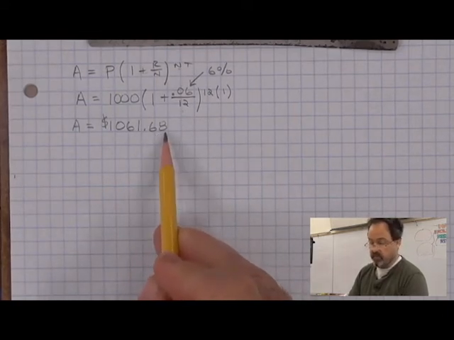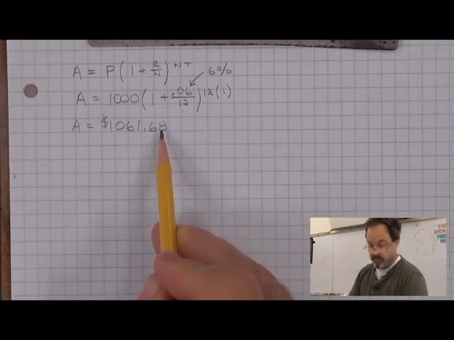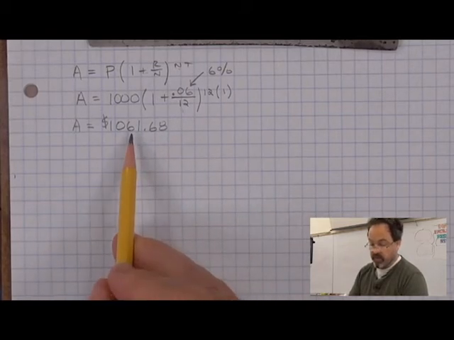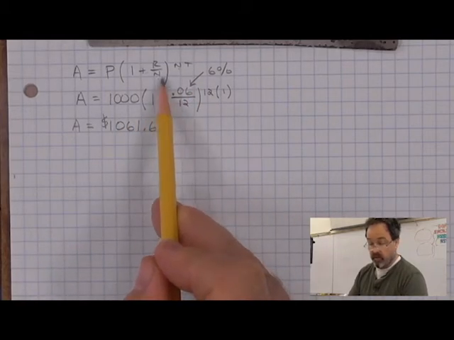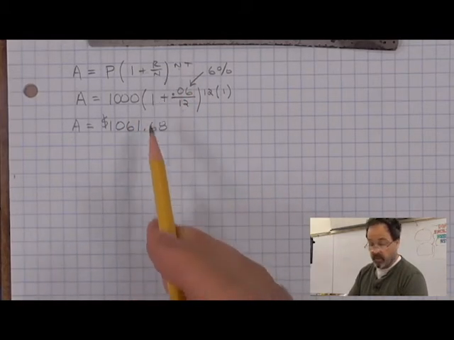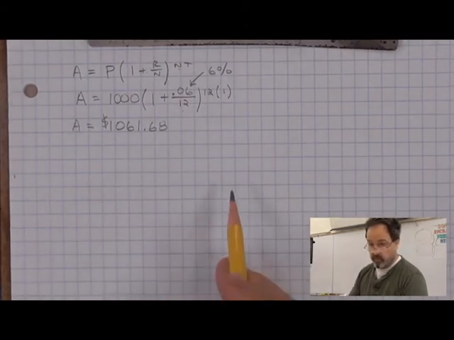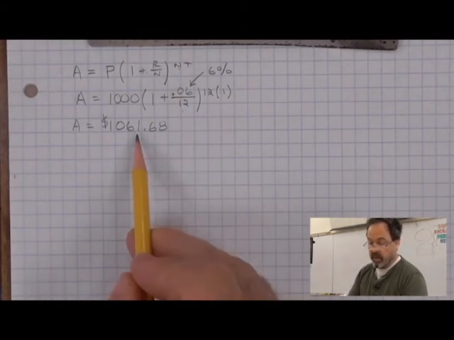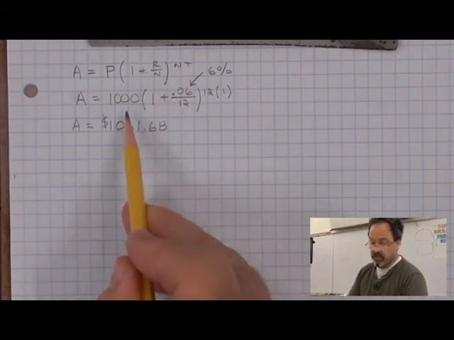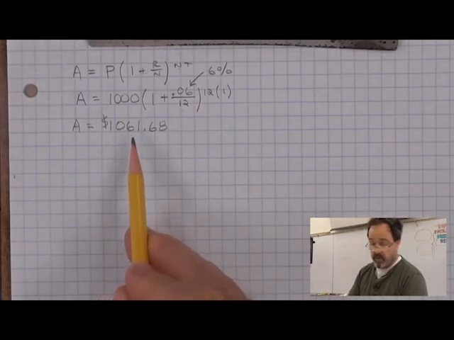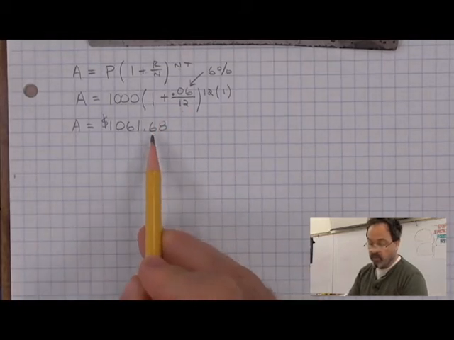This is a context of money, so it's natural to round it to the nearest cent. Notice that 6% of 1,000 would be $60. But because of the compoundings, the fact that we compounded 12 times and applied that interest rate 12 times over the course of the year, we got a little bit more than $60. $60 would be 6% of the $1,000 if we calculate it in a manner called simple interest. This is compound interest, and we got $1.68 more for compounding 12 times.